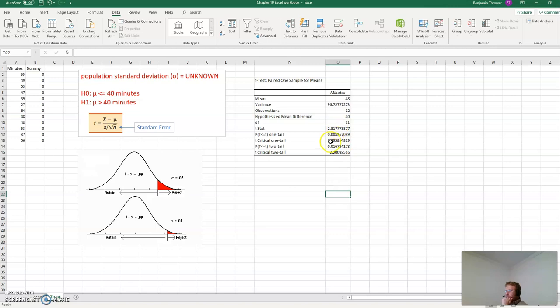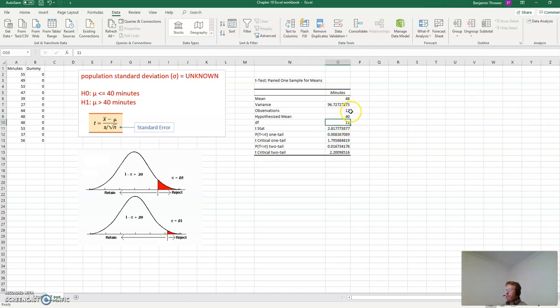And I think, well, we can take out this. It's not the mean difference. This is our hypothesized mean. Okay, so let's look at what we have now. All right, so we have a mean of 48. Okay, same mean we had last time. A variance of 96.7, pretty close to our 100 variance of last time. Observations, we have 12. Hypothetical mean, we have 40.